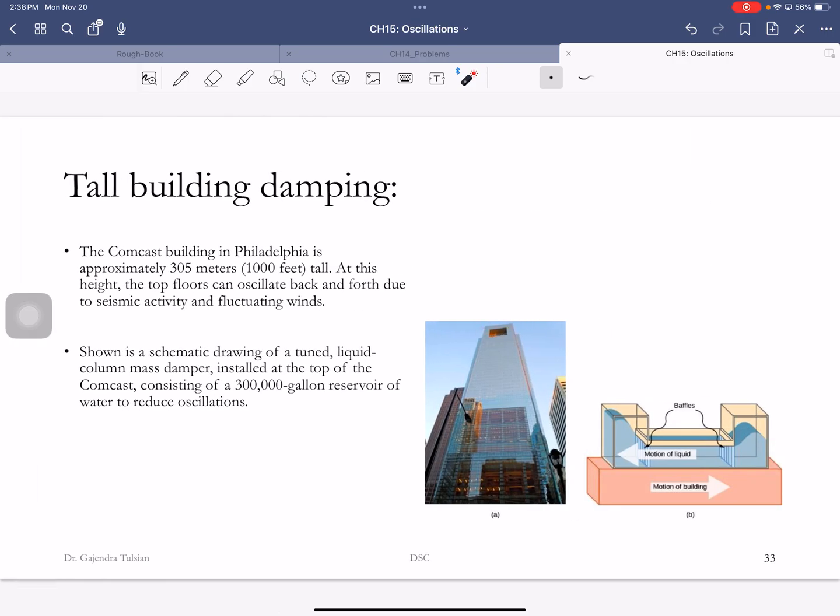This is a building in Philadelphia, and at the top you have a water tank with baffles, and as the building shakes, this water damps the shaking, the vibration. All right, so anyway, you want to make sure you understand resonance. What is resonance? When the driving frequency matches the natural frequency, the amplitude of the oscillation goes up. And that's resonance.